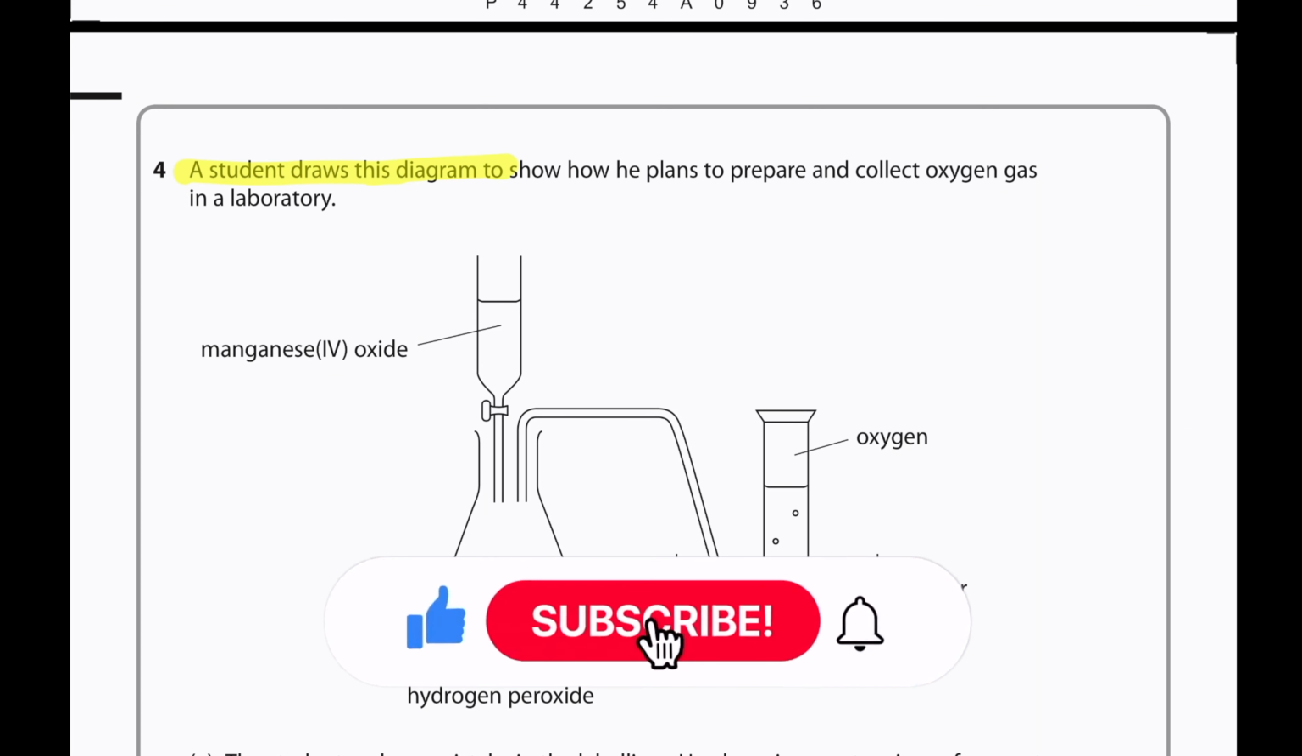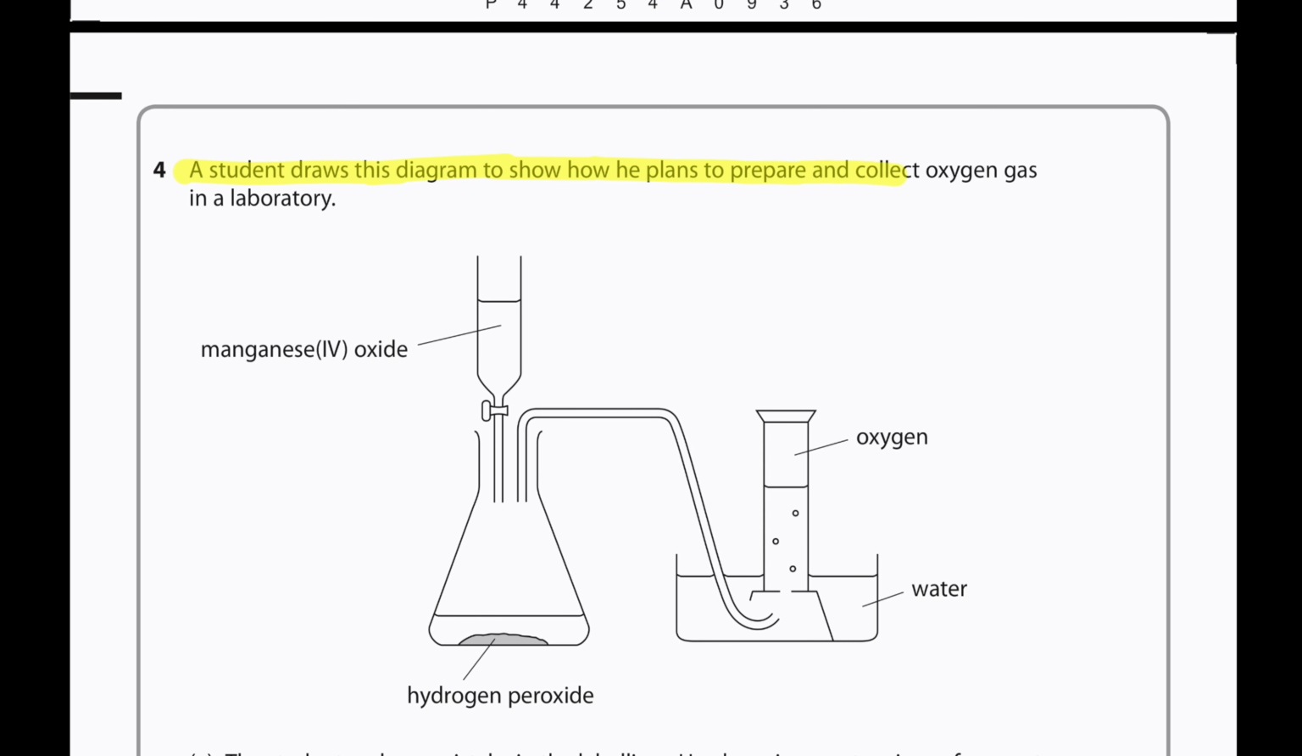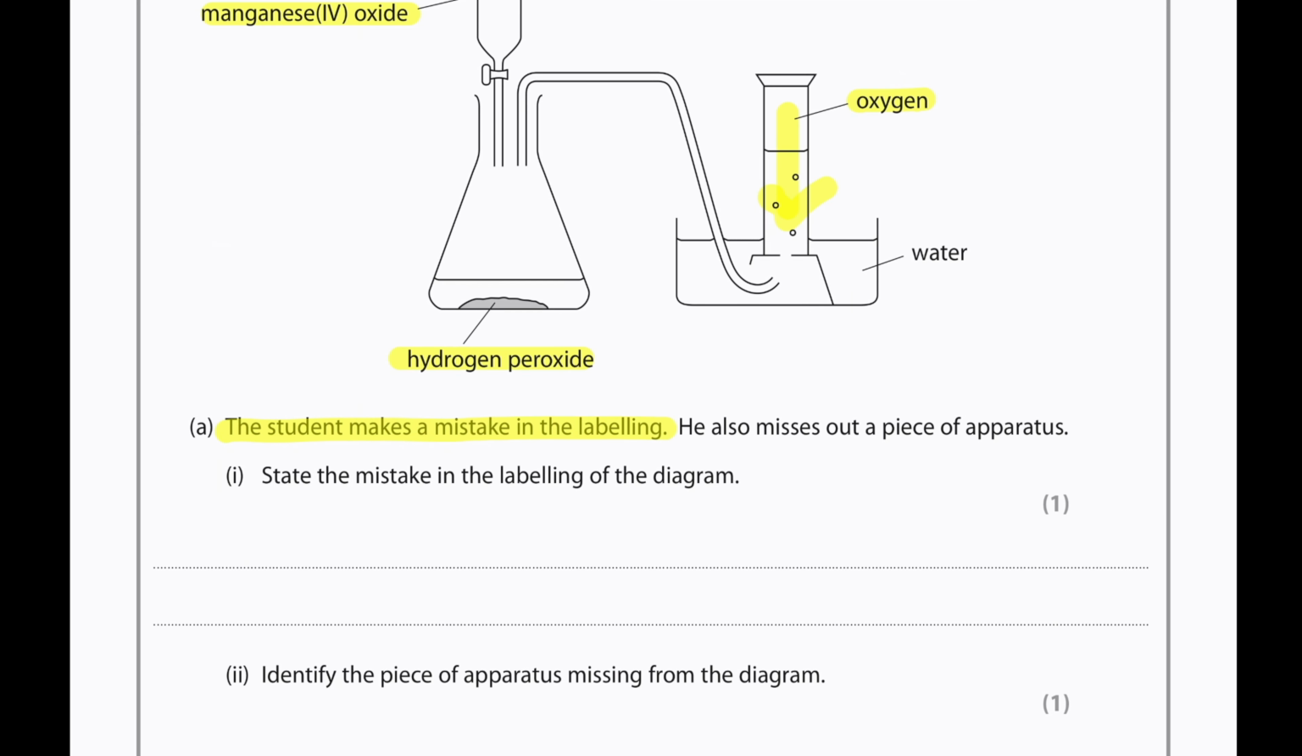A student draws this diagram to show how he plans to prepare and collect oxygen gas in a laboratory. We have manganese peroxide and hydrogen peroxide. We have oxygen that is collected under water. So the delivery tube is dipped underwater, and as the oxygen goes up, the oxygen displaces the water and the water level comes down. The student makes a mistake in the labeling. He also misses out a piece of apparatus.